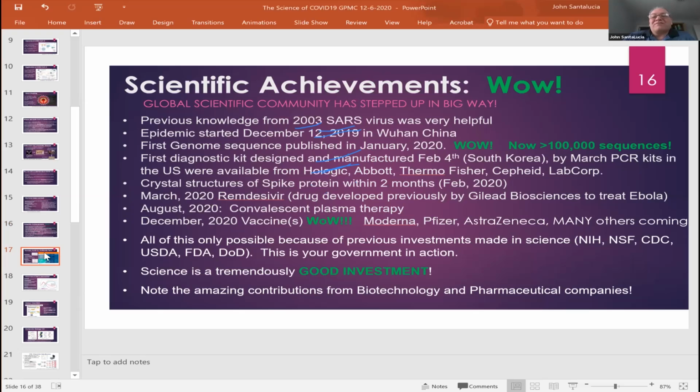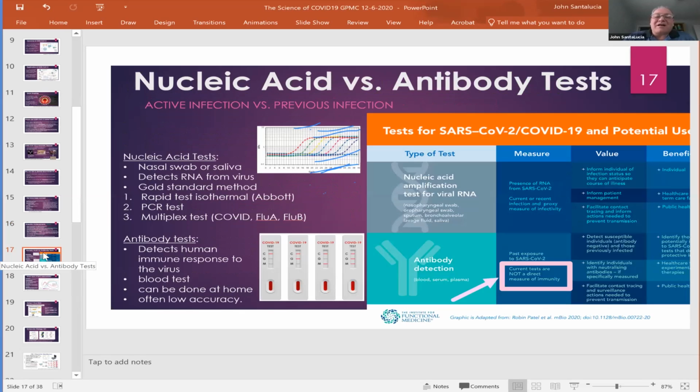I want to say a little bit about the different types of testing that are available. So there are nucleic acid-based tests and there are antibody tests. The nucleic acid tests are detecting the RNA from the virus. Remember, we talked about the components of the virus. It has an RNA genome and it has protein components.